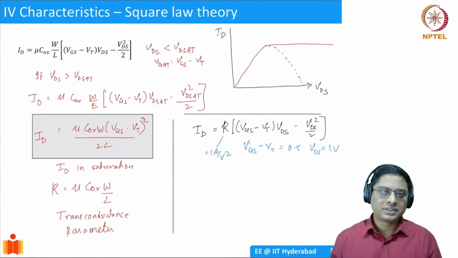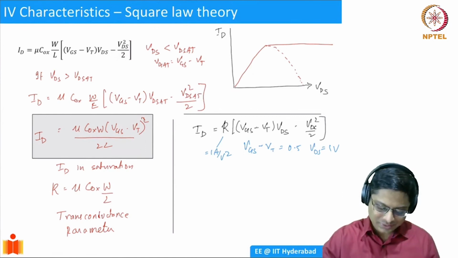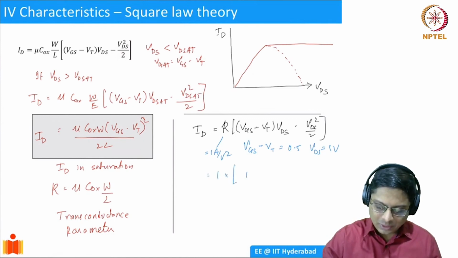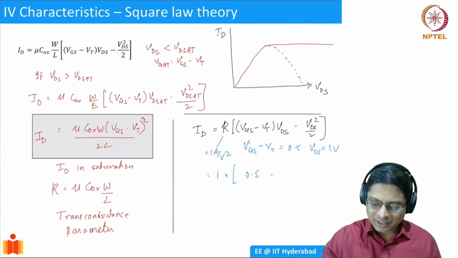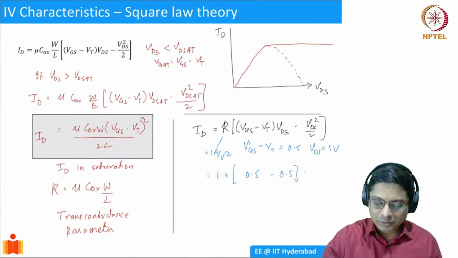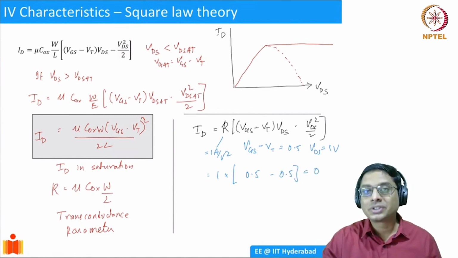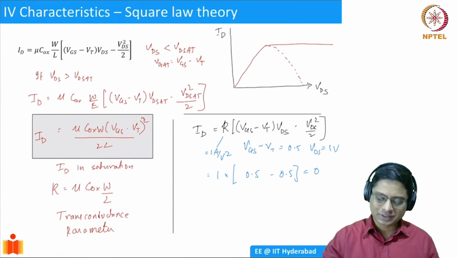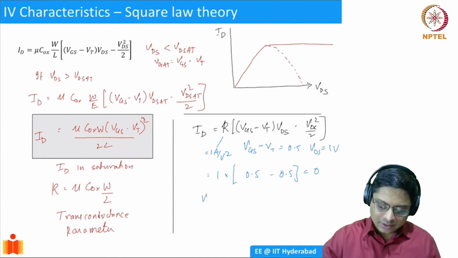Many a times, whenever I teach a course of, let's say, 50 students or 80 students, at least there will be 5 to 10 students who will do this. What they will do is they'll substitute. So ID is going to be 1 into 0.5 minus 1 divided by 2, right? So 0.5 minus 0.5 equal to 0. They'll say there is no current which is flowing in the MOSFET, which is not true. This is a kind of a small trick question. We should remember that now VDS is greater than VD sat.